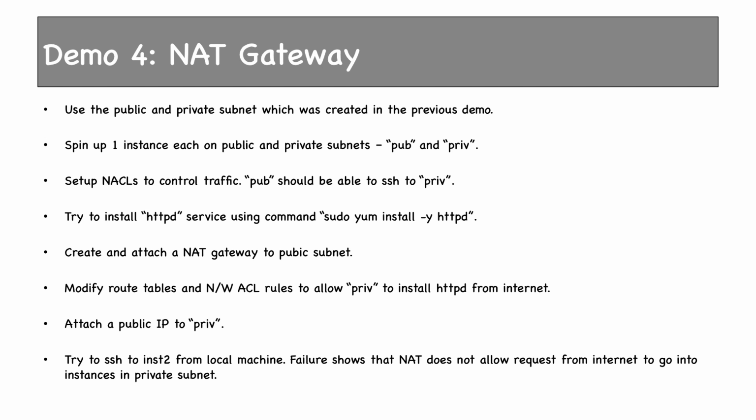Then we'll create and attach a NAT gateway to the public subnet. We'll have to modify route tables and network ACL rules to allow the private instance to install HTTPD from the internet. We'll attach a public IP to the priv EC2 instance. We'll try to SSH to the private subnet from a local machine. It should fail, which will show that NAT does not allow requests from the internet to go into instances in the private subnet.